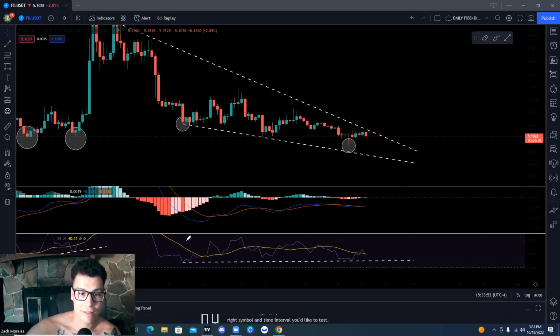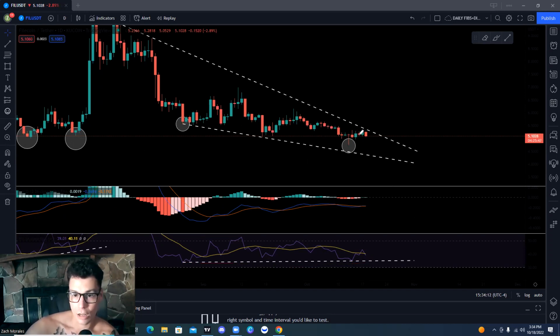But we do have a slight bullish divergence, right? We have a low here, we have a low here, we have a low here, and we have a slightly higher low right here. So what we're seeing is the price action dropping, but we're seeing the relative strength index slightly increasing. Again, this is a hint that we may see some bullish activity in the future.